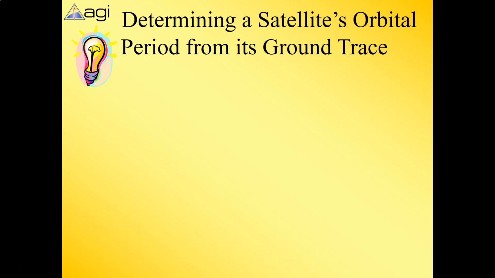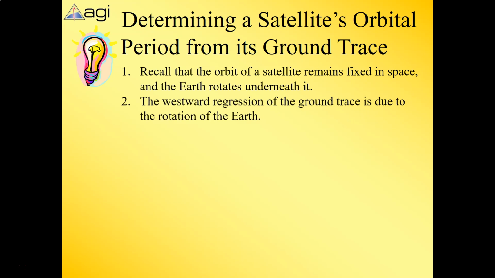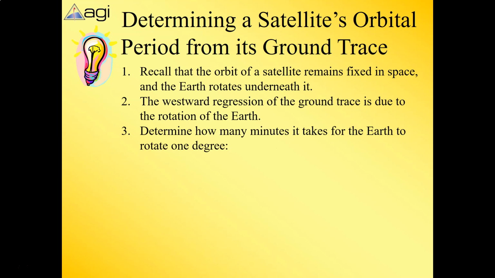Let's determine a satellite's orbital period from that ground trace. Step 1. Recall that the orbit of a satellite remains fixed in space, and the Earth will move underneath it in a rotation. The westward regression of the ground trace, so how it moves as it goes through that ground trace to the left, or westward, is due to the rotation of the Earth. We need to determine how many minutes it takes for the Earth to rotate 1 degree.